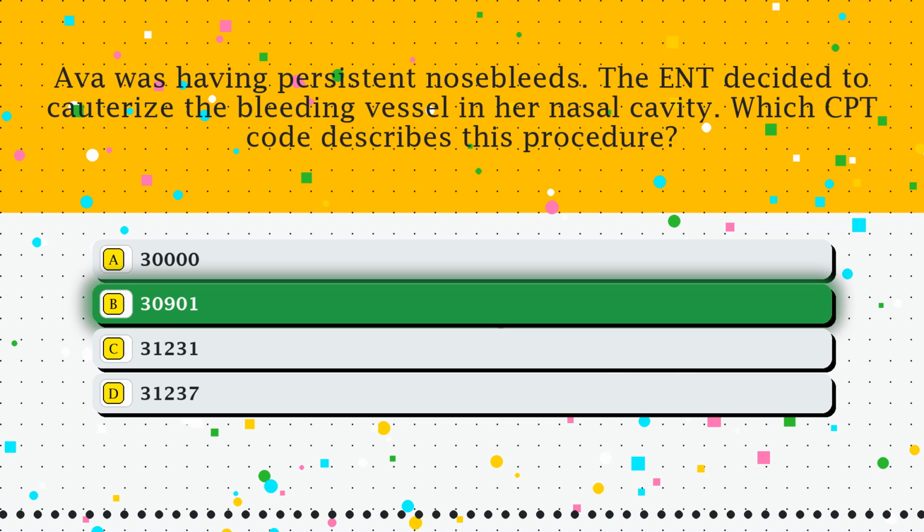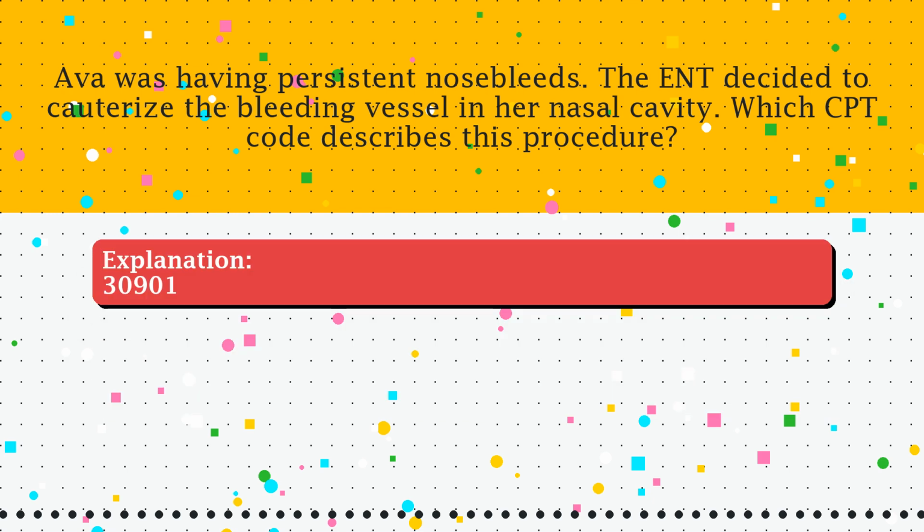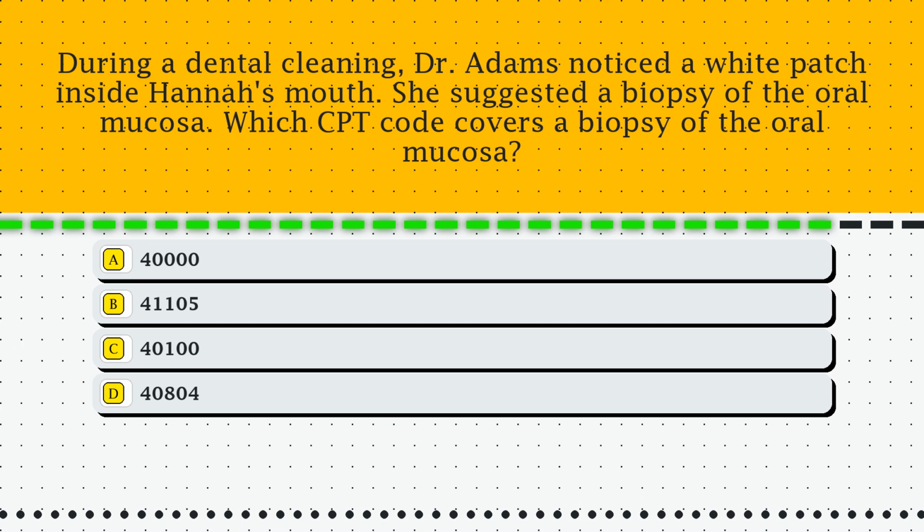The correct answer is option B, 30,901. Question 268. During a dental cleaning, Dr. Adams noticed a white patch inside Hannah's mouth. She suggested a biopsy of the oral mucosa. Which CPT code covers a biopsy of the oral mucosa? Option A, 40,000. Option B, 41,105. Option C, 40,100. Option D, 40,804.